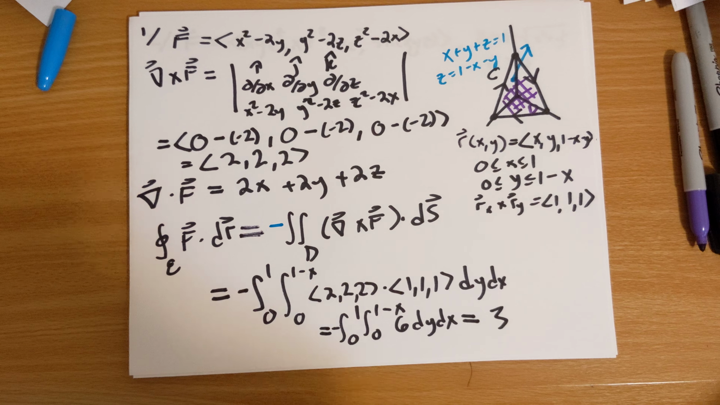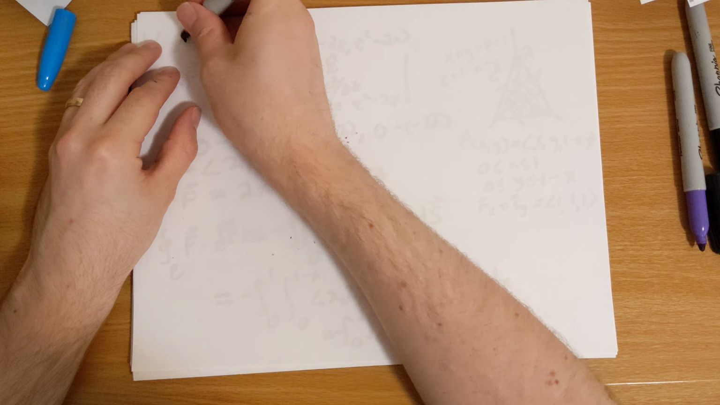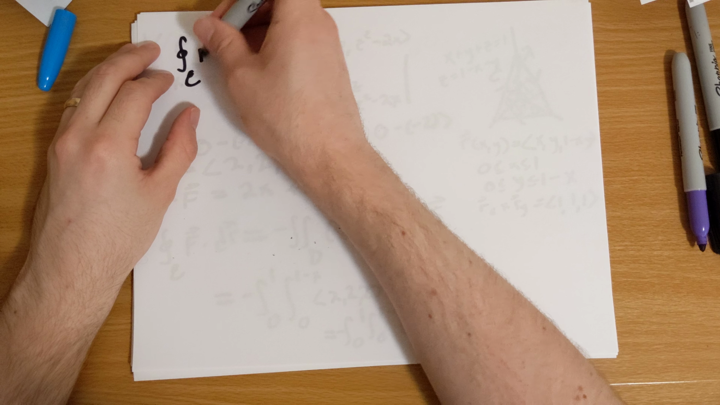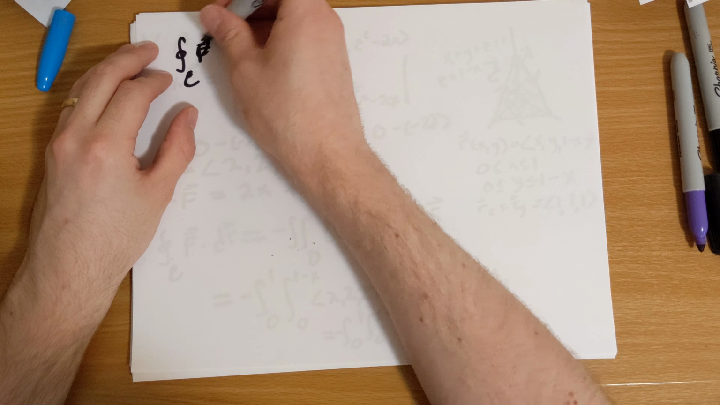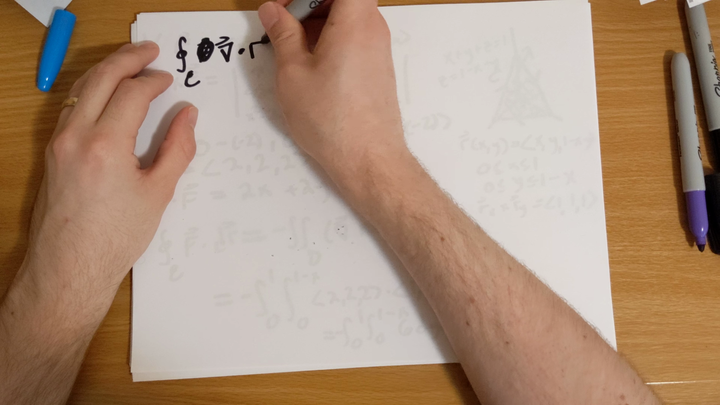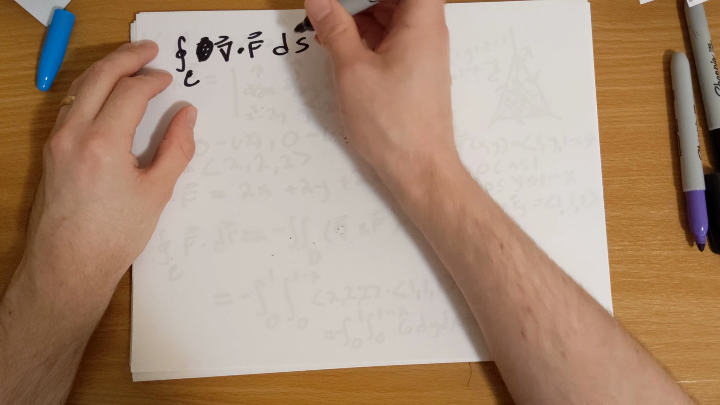For part D, we're asked for the sign of the integral around C of the, not f, let me write this correctly, but the divergence of f. So the divergence of f, let's write this down here from right there. It's 2x plus 2y plus 2z ds. This is actually a scalar line integral.